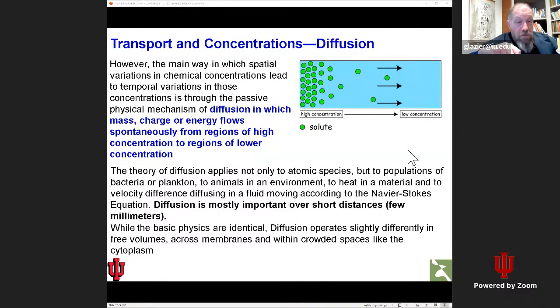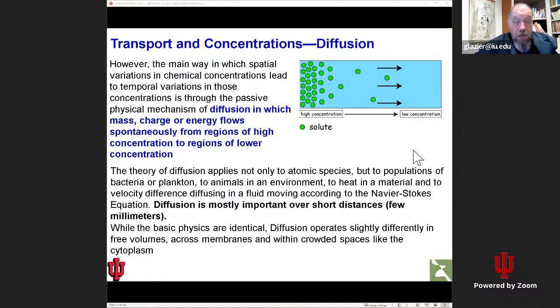You'll also notice that if you watch a video of that, it takes a long time for that ink to spread out over a reasonable distance. It's not fast. It spreads over short distances very quickly, but not over long distances. Diffusion is a little bit different in free fluid, like water, across the membrane, where there's a boundary, and within a crowded space like a cell.